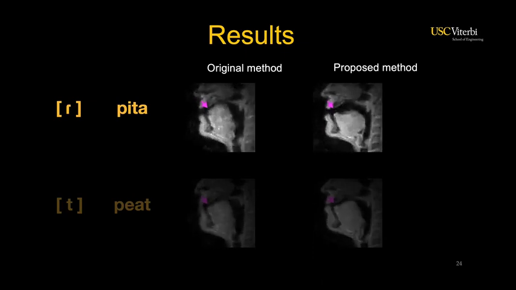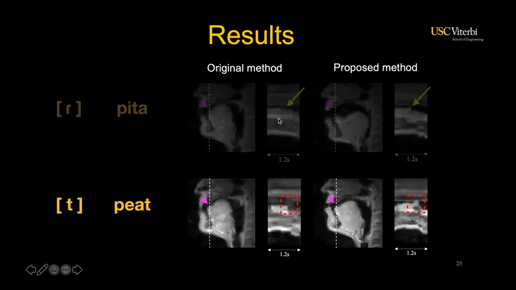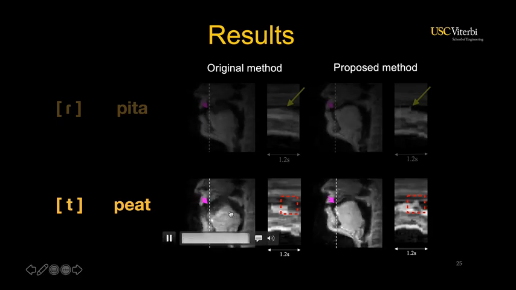This is also confirmed in the extracted intensity versus time plot. In pete, the contact of the tongue tip is greater and lasts relatively longer, but still the results around the tongue tip area in the original method are quite blurry.